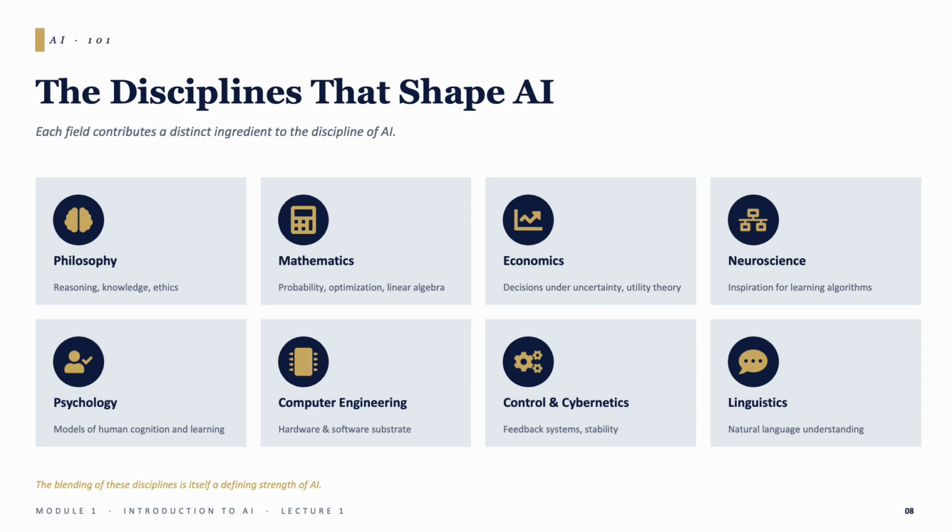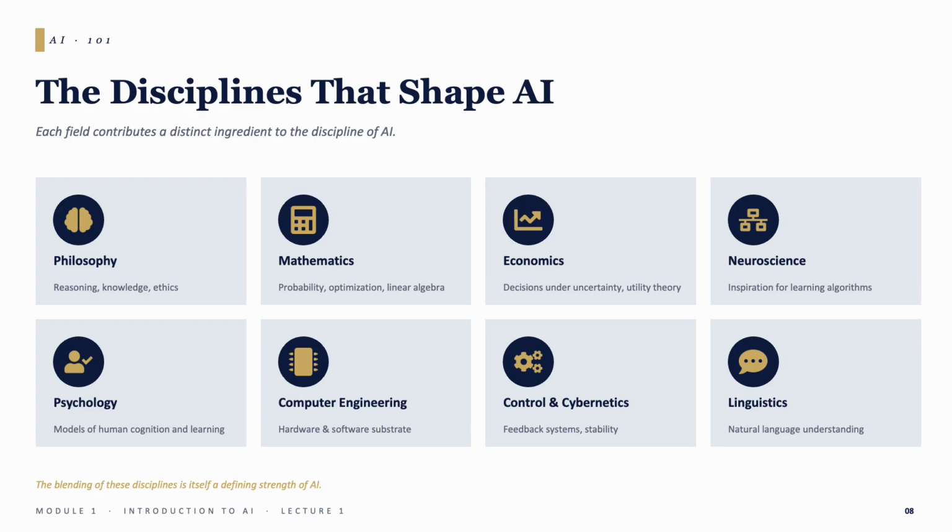So AI combines knowledge from many disciplines. Philosophy contributes ideas about reasoning and ethics. Mathematics provides statistics, probability, and optimization techniques. Psychology helps us understand learning and cognition. Neuroscience inspires neural networks based on the human brain. Economics contributes decision-making models. Computer engineering provides hardware and software systems. Linguistics helps machines understand language, while control theory supports feedback and stability. Together, these disciplines make AI a powerful and interdisciplinary field.